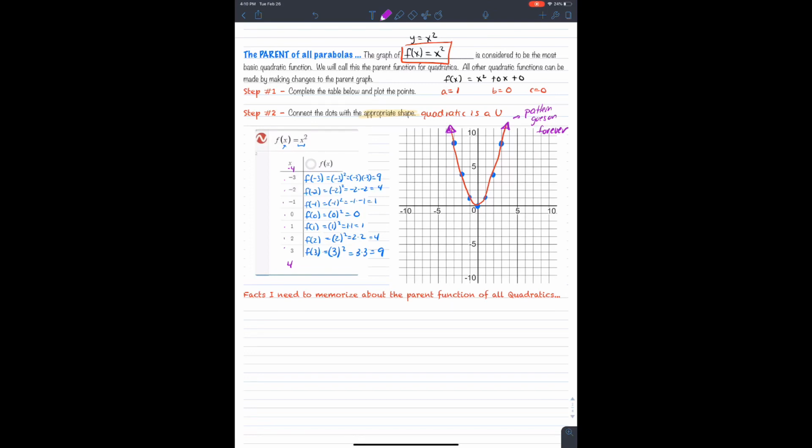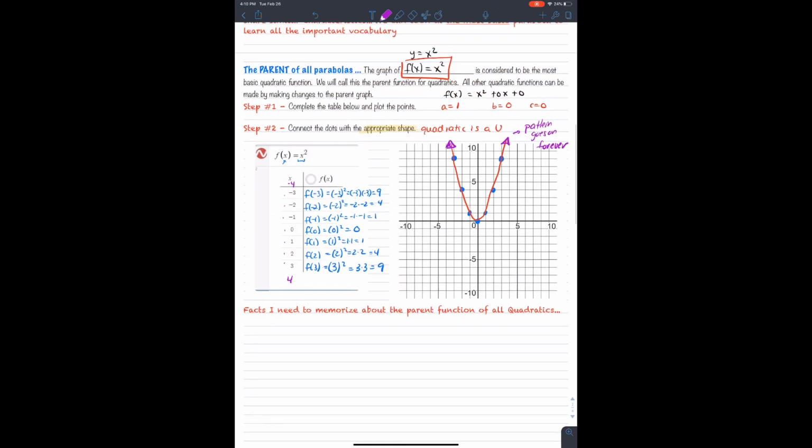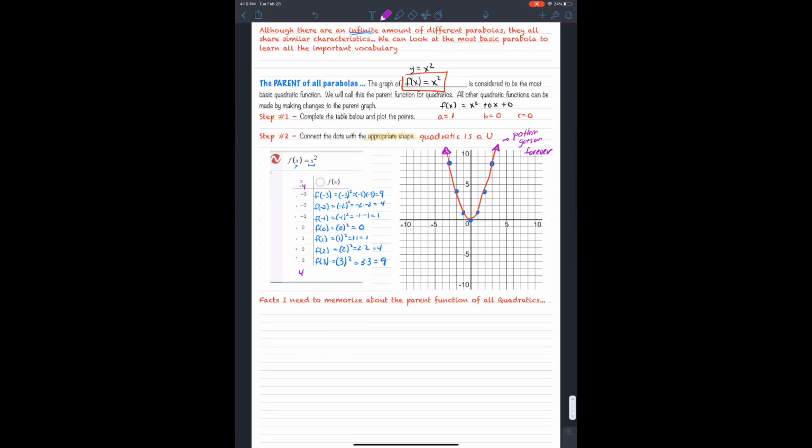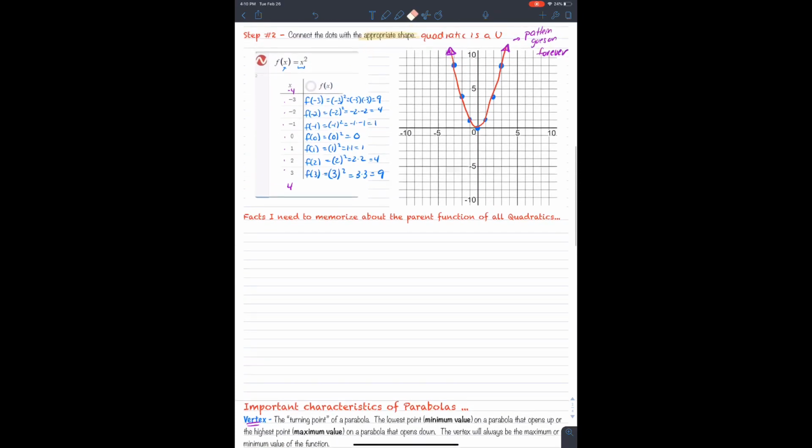So what you have on the next page is our parent function. This is the basic parabola x squared, whether you call it f of x equals x squared or y equals x squared. Now what you guys have in front of you is a ton of vocabulary words, so we need to learn all these vocabulary words in context of our parent function. The first vocabulary word is the vertex. The vertex is just the turning point of the parabola. It could be the lowest or the highest point of the parabola. You can read that definition there.